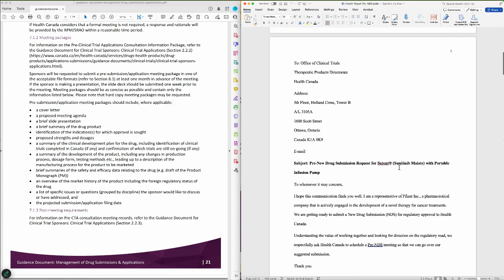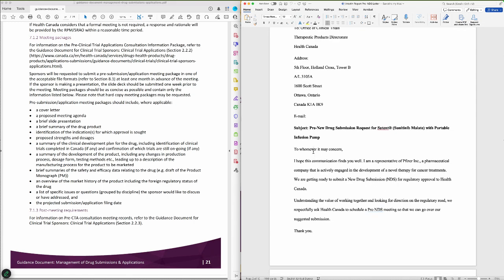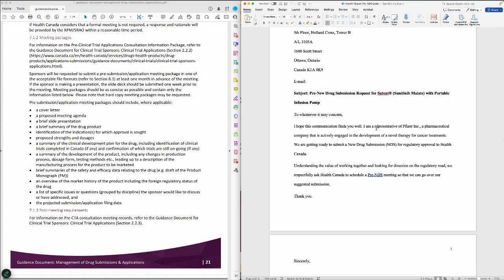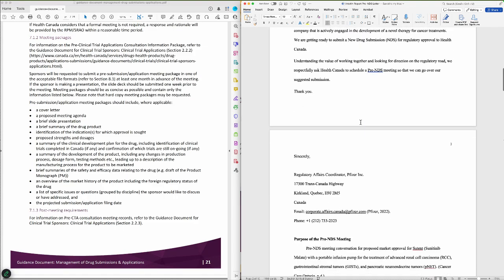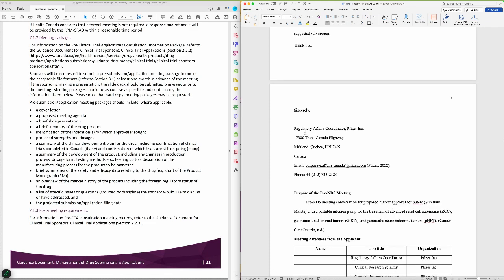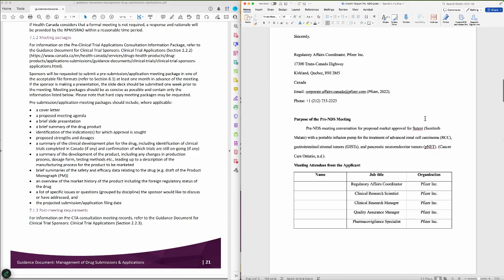Now here, what we do is that we are going to look into which therapeutic directorate we are going to contact. So for this letter, this is related to a portable infusion pump. So this is a combination product, a drug with a device, of course. And then we continue with the template that was given to us by Health Canada. As you see, this is exactly the same template. We just write down who we are. We also complete this request with the address of the company and the email as well, and then we continue with the template that we had already.